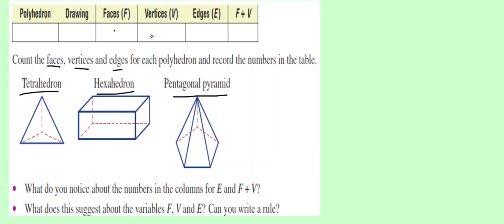So how many faces on each one? You might have the tetrahedron written here. Okay, don't worry about the drawing, you don't need to worry about that. Just count how many faces you've got in the tetrahedron. Same for the hexahedron. Count how many faces that one's got, how many vertices the tetrahedron has, how many vertices the hexahedron and the pentagonal pyramid, and same for the edges as well. Then what I want you to do is add the faces and the vertices together and get a total in there, and we'll have a look. All right, so I want you to quickly pause and have a quick go at that, and then come back when you've done.